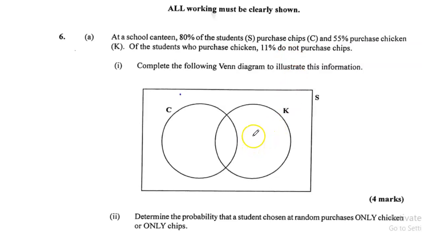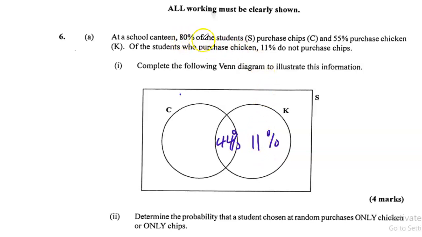So over here we have 11%. This 11% did not purchase chips. Alright, so we put 11% over here. Of the students, notice for chicken is 55%. So to make up the 55%, we need to put a 44% here, right? So it's 44%. Notice when you add 44 and 11, you end up with 55% for chicken. But this 11% did not purchase chips. So this would be chicken alone, 11%.